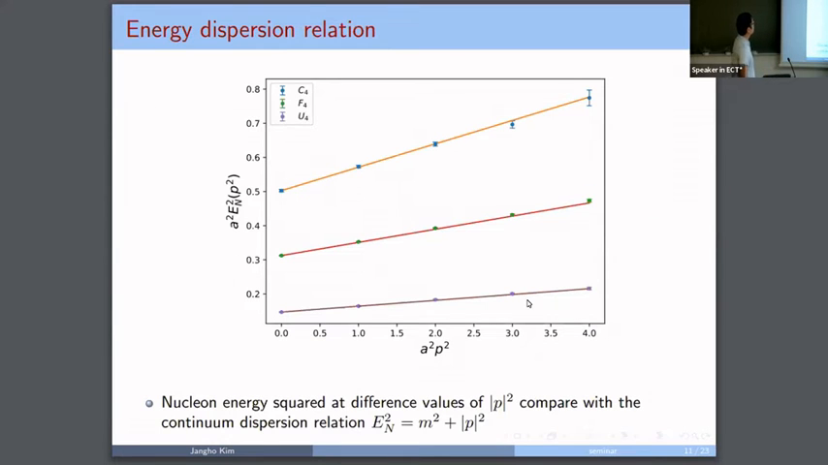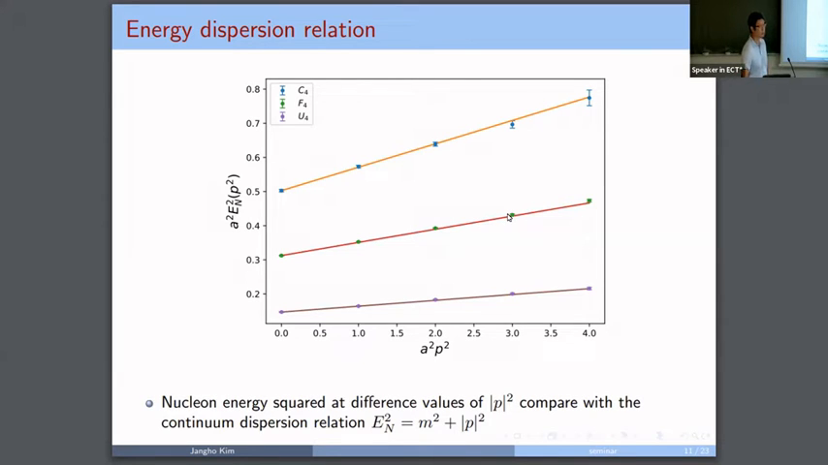We also check the energy dispersion relation. For 3 ensembles, we get the energy in this way, and these lines are not fitting functions. It is just starting from this, and we use the continuum dispersion relation, and they agree with the data very well.